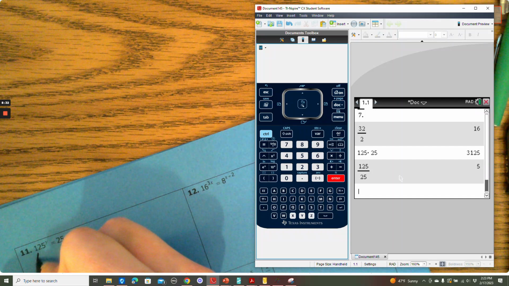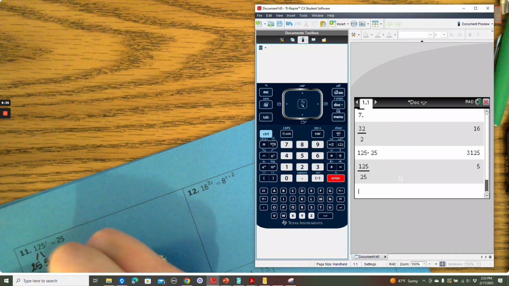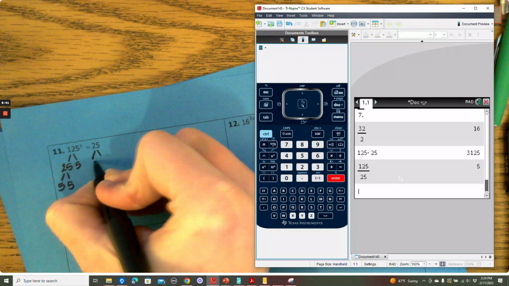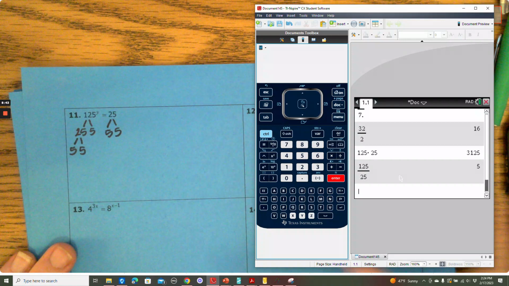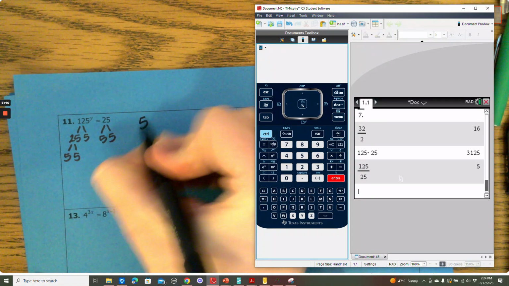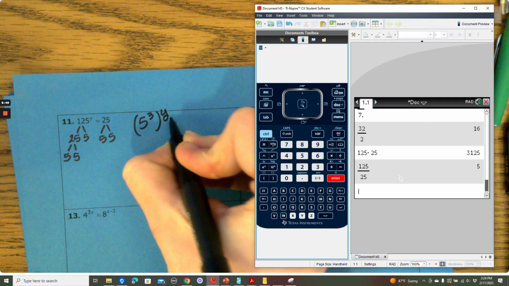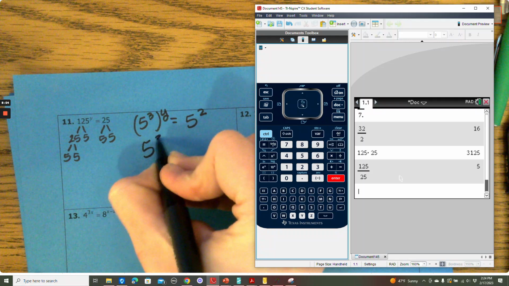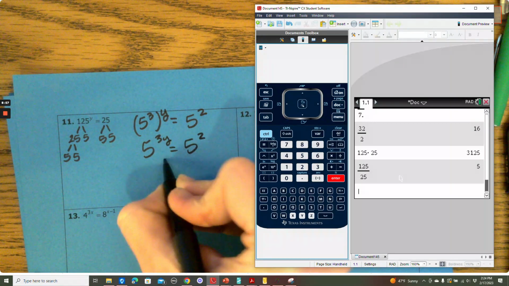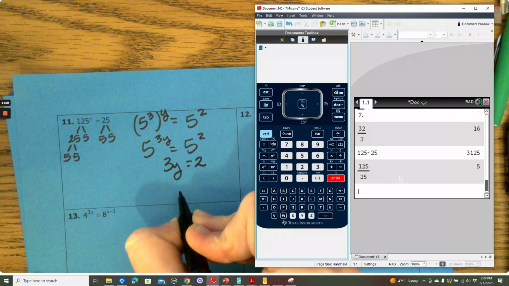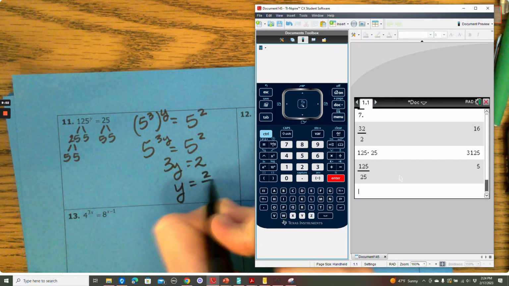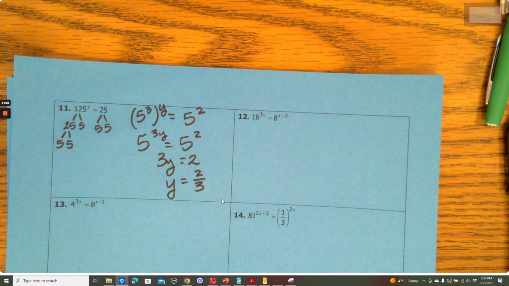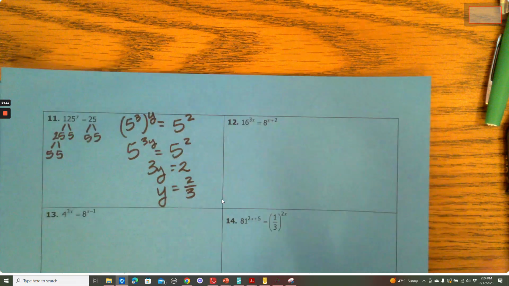So 125 is the same as 25 times 5, and then 25 is 5 times 5. So I can rewrite 125 as 5 cubed, and then to the y, and then 25 is 5 squared. So this would be 3 times y is 3y, and then I could do 3y equals 2. And y would equal 2/3. Okay, so again, it's just manipulating and learning how to change the forms of the numbers.